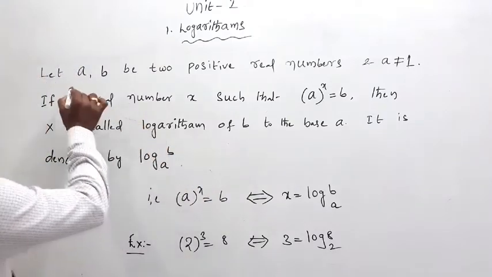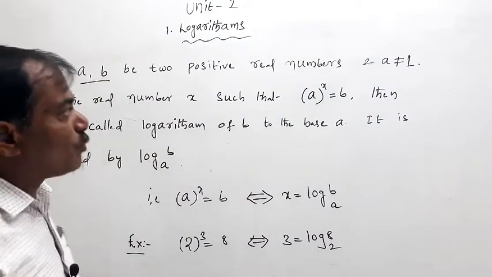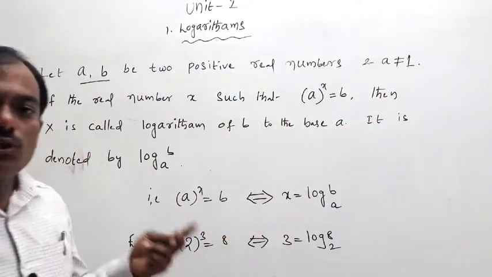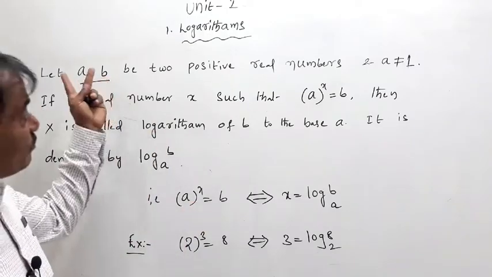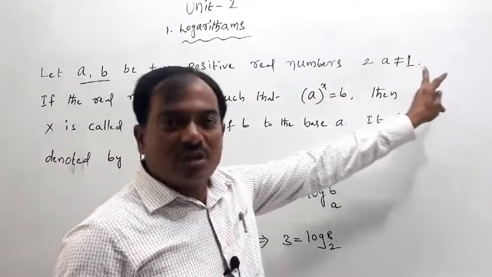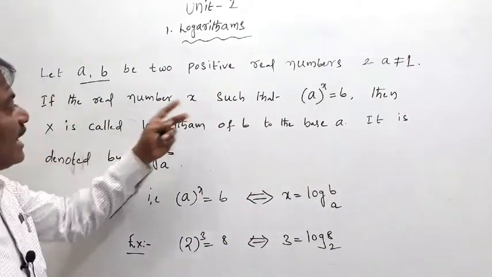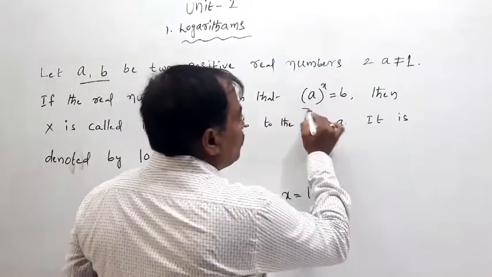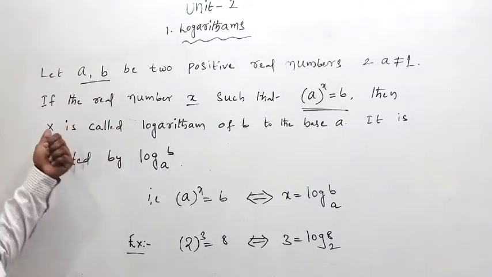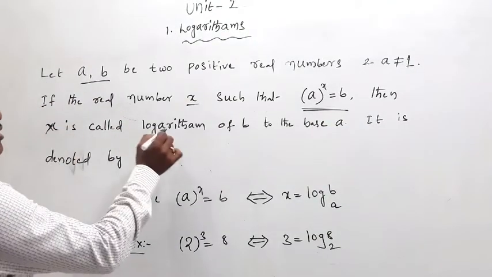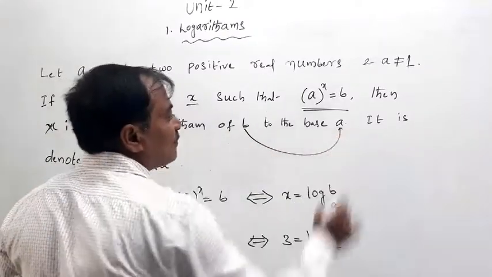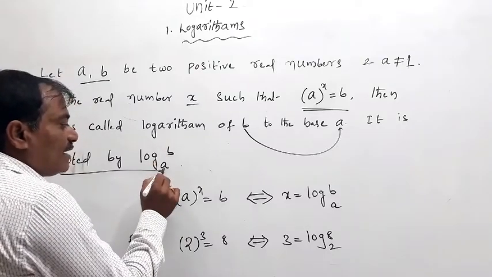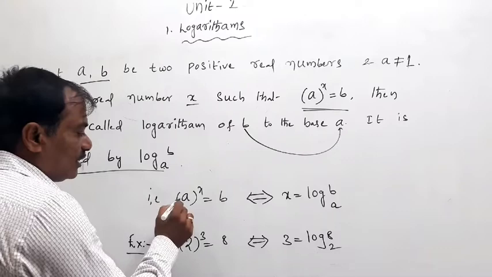Here a and b are two positive real numbers, and a is not equal to 1. This is the condition. If x is one more real number such that a power x equals b, then this x is called the logarithm of b to the base a. It is denoted by log b to the base a. That is generally the definition: a power x equals b.